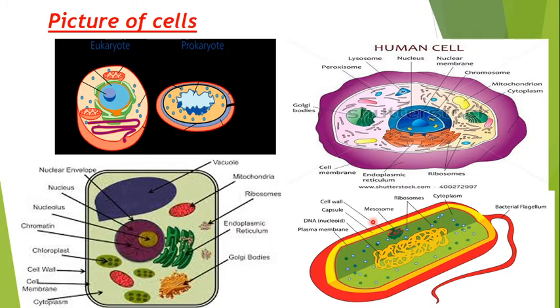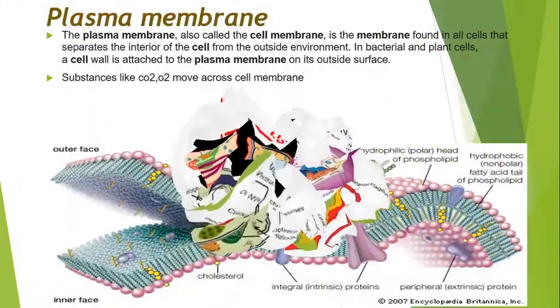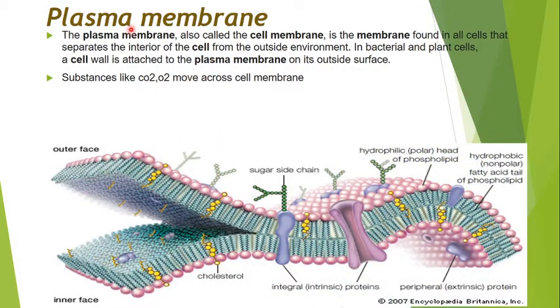Next, let us move to the next slide. First of all, I would like to explain the plasma membrane. Here, the plasma membrane is also called the cell membrane. It is a membrane found in all cells that separates the interior of the cell from the outside environment. In bacteria and plant cells, a cell wall is attached to the plasma membrane on its outside surface. The plasma membrane carries carbon dioxide and oxygen across the cell membrane.